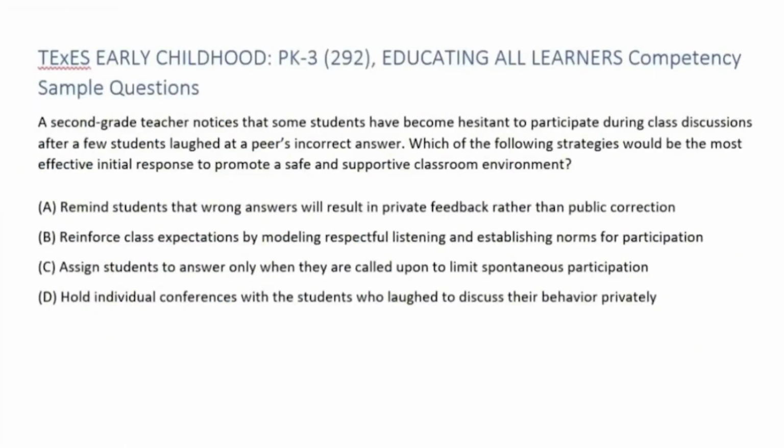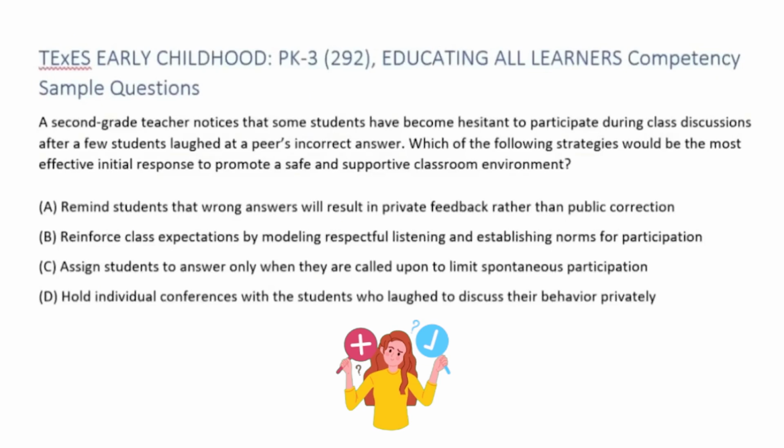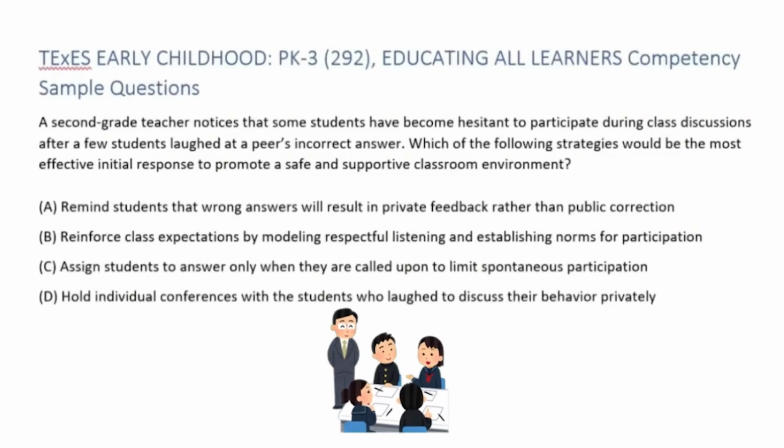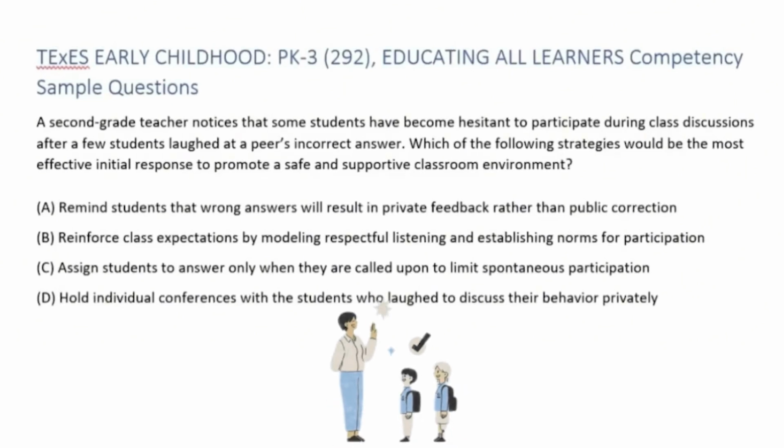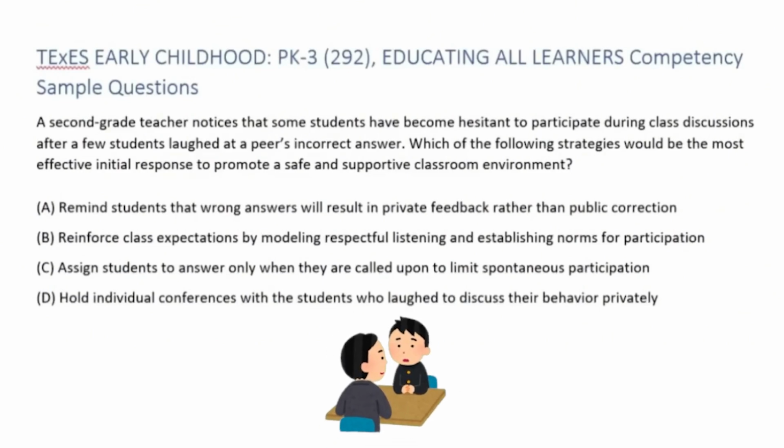A second grade teacher notices that some students have become hesitant to participate during class discussions, after a few students laughed at a peer's incorrect answer. Which of the following strategies would be the most effective initial response to promote a safe and supportive classroom environment? A. Remind students that wrong answers will result in private feedback rather than public correction. B. Reinforce class expectations by modeling respectful listening and establishing norms for participation. C. Assign students to answer only when they are called upon to limit spontaneous participation. Or D. Hold individual conferences with the students who laugh to discuss their behavior privately.